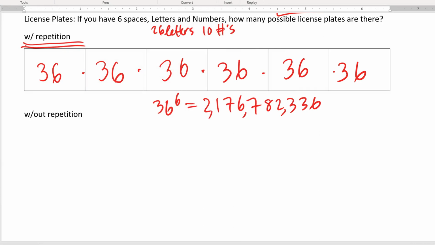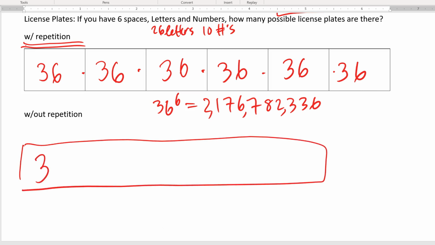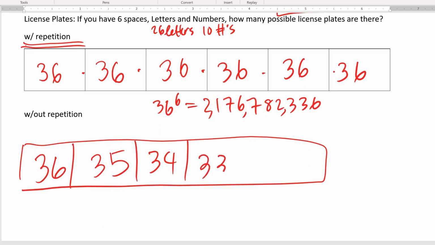Well, what if we did without repetition? What would happen to our boxes then? Well, the first would still be 36, but if we did not allow that letter to be repeated, the next one would be 35, then 34, then 33, then 32, then 31. So basically, we would be counting it down. The first would have 36, 35, 34, 33, 32, 31.